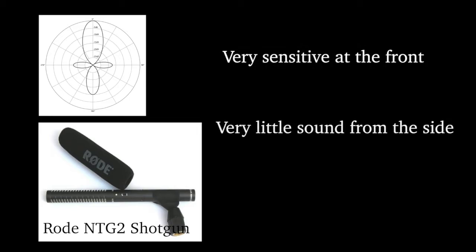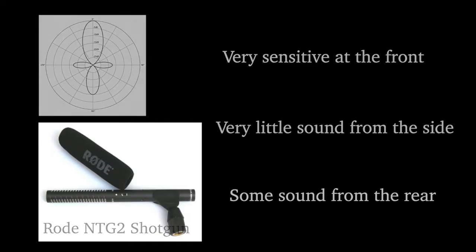Now, for our recording, we're going to use a Rode NT-G2 shotgun mic. You can see its polar pattern on the screen. The mic is very sensitive at the front, and it captures very little sound from the side and some sound from the rear. I'm going to place it around 20 centimeters away from the source to try and limit any outdoor noise it might pick up.